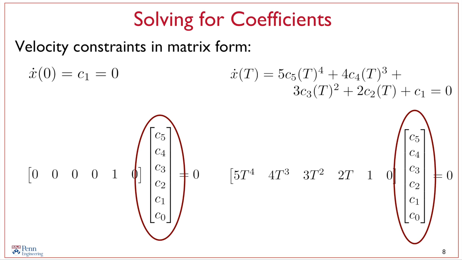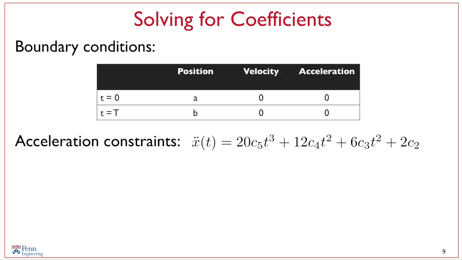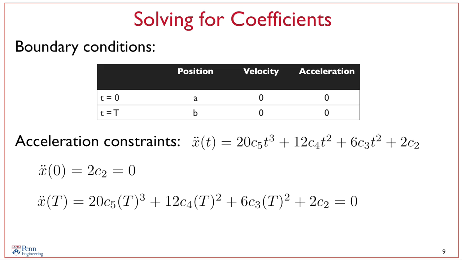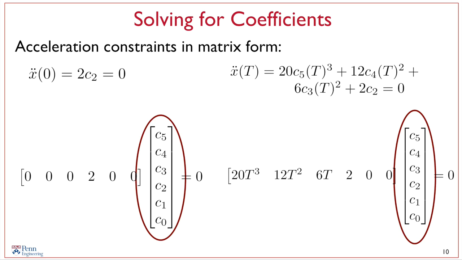Finally, we can repeat this process for the acceleration constraints. We can differentiate the velocity function to get the acceleration function. From this, we can write the conditions at t equals 0 and big T. We can then write these constraints in matrix form. As you probably expected, these expressions also contain the same matrix of unknown coefficients we saw earlier.